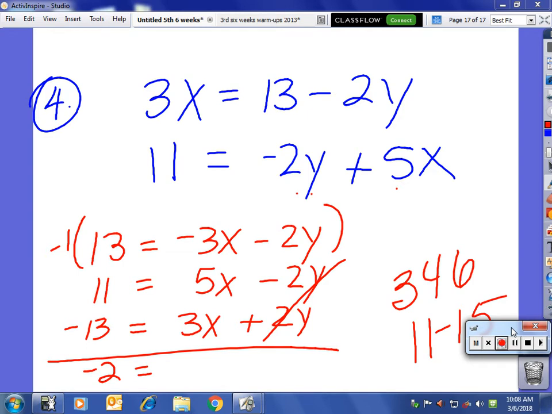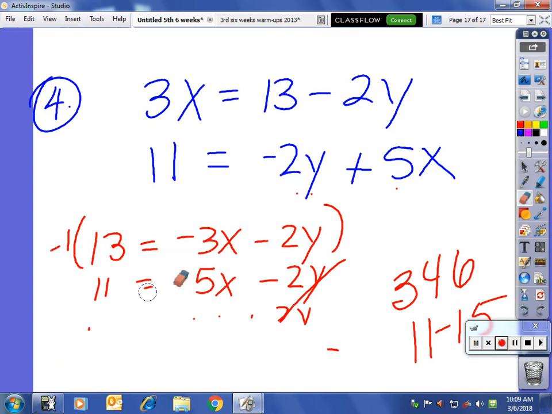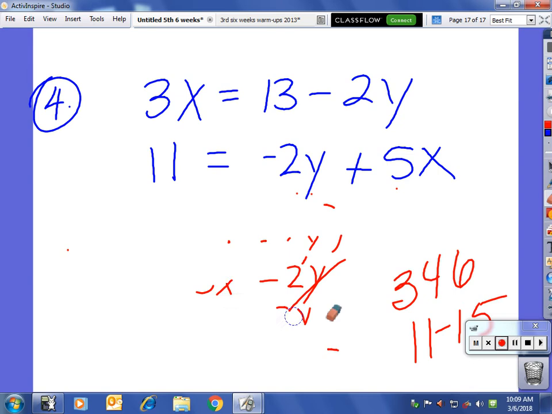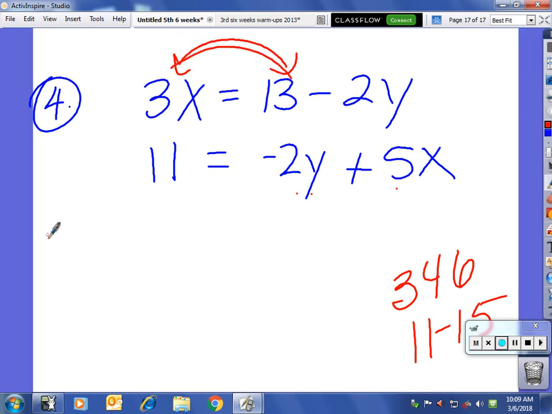Okay, I must have messed up somewhere. Hold on. Oh, I see what I did. Lily, let's back up. Yes, I was making sure you were paying attention. Lily, you said you switched this one and this one? Okay, so that one should become negative 13 equals negative 3x minus 2y. I forgot to make that negative when I switched it over here.